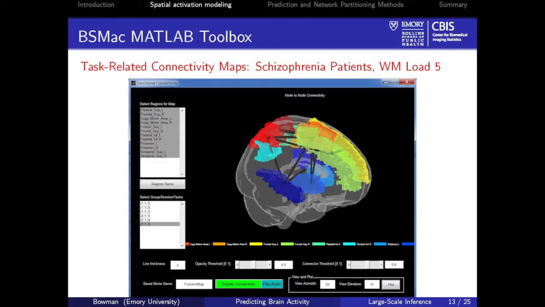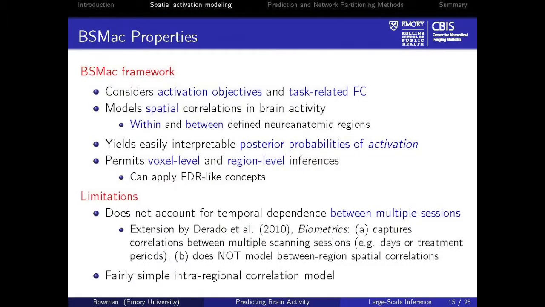Okay, so just to quickly summarize some of the features of this, what we call BSMAC, it's the Bayesian Spatial Model for Activation and Connectivity. It considers activation objectives and task-related functional connectivity.